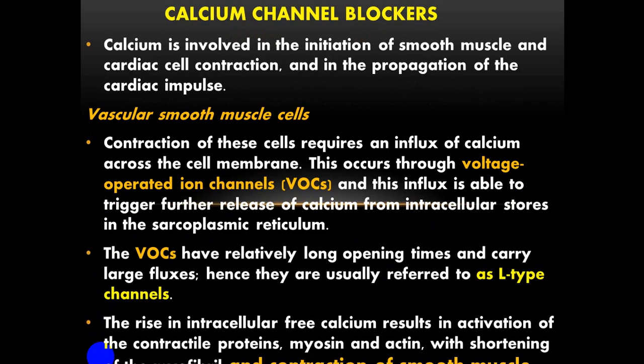The rise in intracellular free calcium results in activation of the contractile proteins, which include myosin and actin, with shortening of the fibrils and contraction of the smooth muscle. So the calcium channel blockers act by decreasing smooth muscle contraction through blockage of the voltage operated ion channels. This is an introduction to the physiology of the mechanism of smooth muscle contraction.